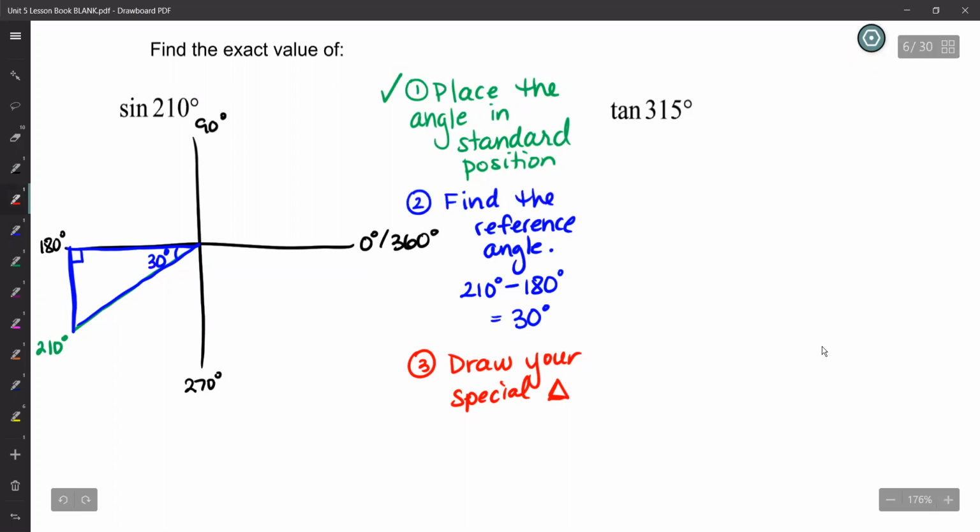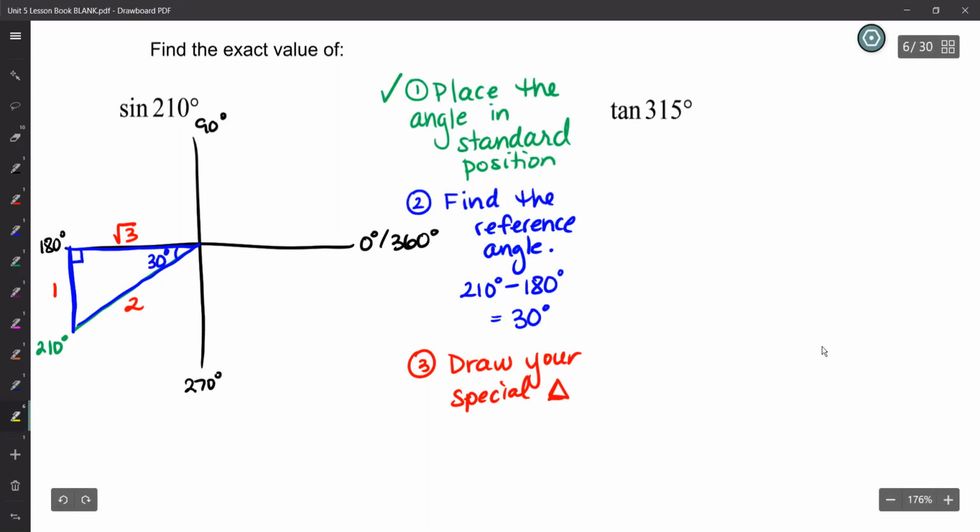So across from 30 is always the smallest side. What's the smallest side of this triangle? 1. So I'm going to label 1, root 3, sorry, and 2. Okay, so we know this from our special triangles.